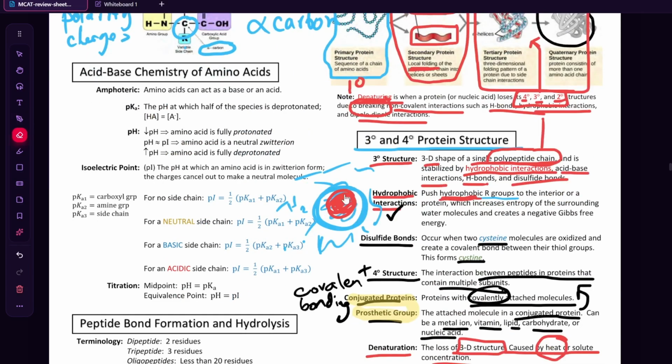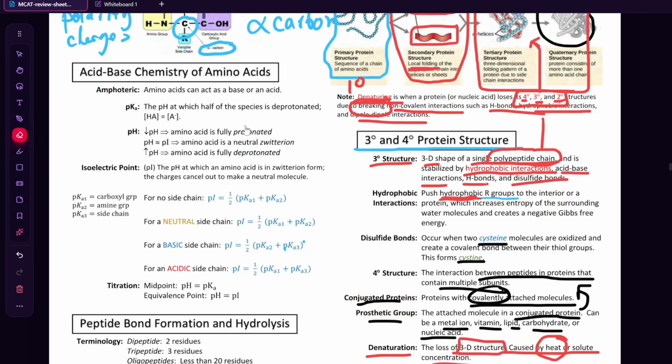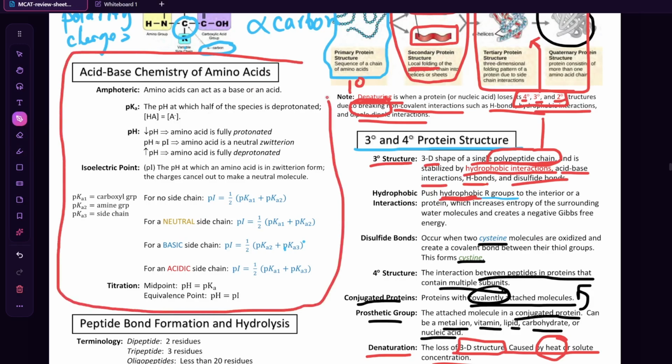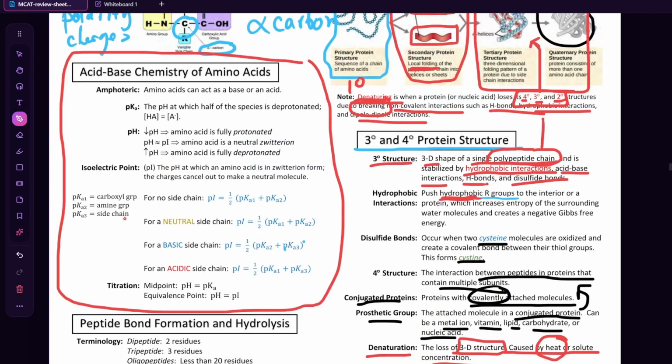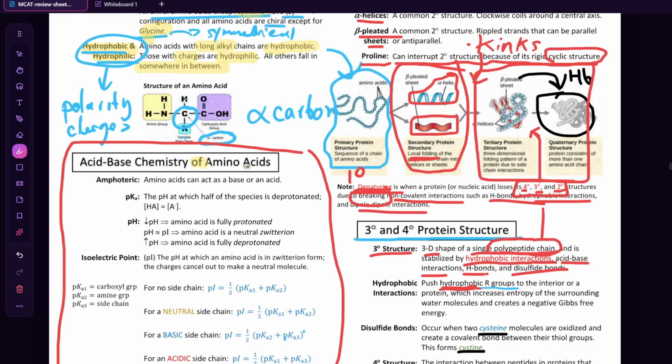So now I can go over some acid-base chemistry of amino acids. It's basically the same thing that you learn in general chemistry, but applied to amino acids. So I recommend going back to general chemistry if this isn't already clear, but I'm going to go over what it displays for amino acids specifically.